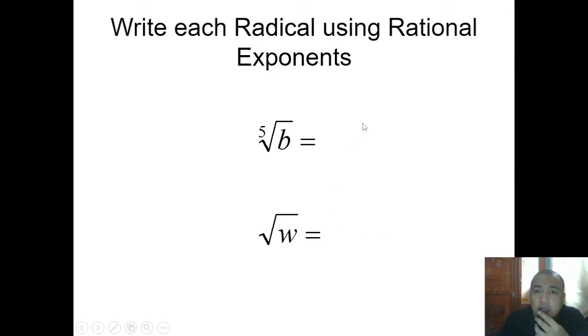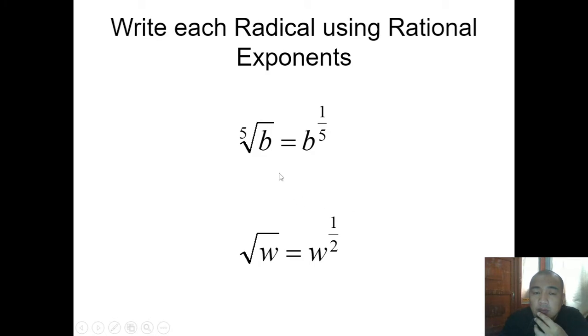Write each radical using rational exponents. How about this? Fifth root of b and square root of w. Okay, fifth root of b can be written as an expression with rational exponents, b raised to 1 over 5, wherein 5 is actually the index, 1 is the exponent of b. Square root of w is equal to w raised to 1 over 2.